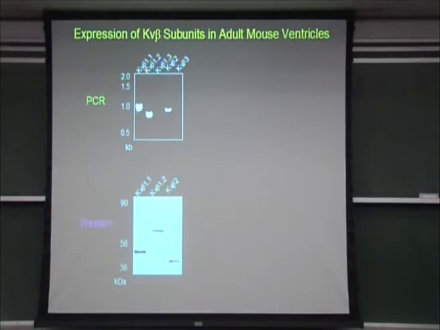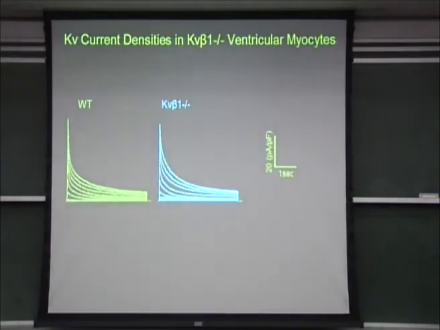And Ken Rhodes and his colleagues at Wyeth Ayerst a couple of years ago developed a mouse in which they eliminated the KB beta 1 locus. So we were interested to look at myocytes from those animals. These are representative recordings from wild-type and KB beta 1 knockout animals. The beta 1 knockout will get rid of both beta 1.1 and 1.2, so both splice variants.